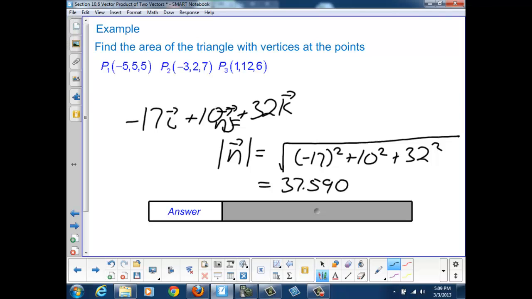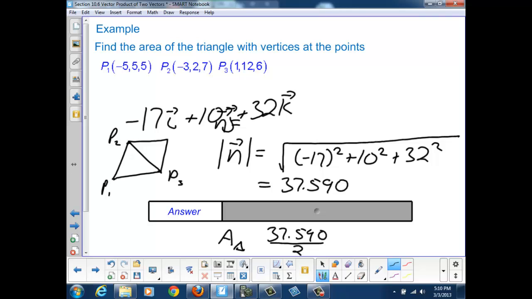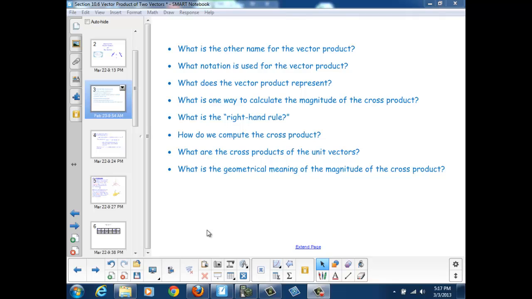Now that gives me the area of a parallelogram using the two vectors. But I'm not asking for the area of a parallelogram, I'm asking for the area of the triangle. But if I think about it, if I take those 3 points, P1, P2, and P3, the triangle formed by these two vectors is actually half of the parallelogram formed using these two vectors. So the answer to my question then would be 37.590 over 2 for the area of my triangle. So that area would be 1/2 of that square root, or about 18.795.